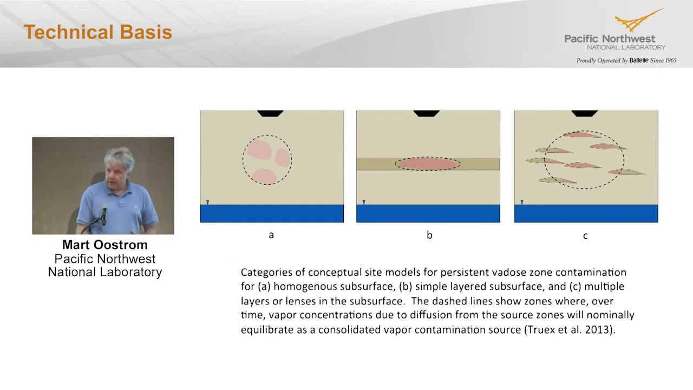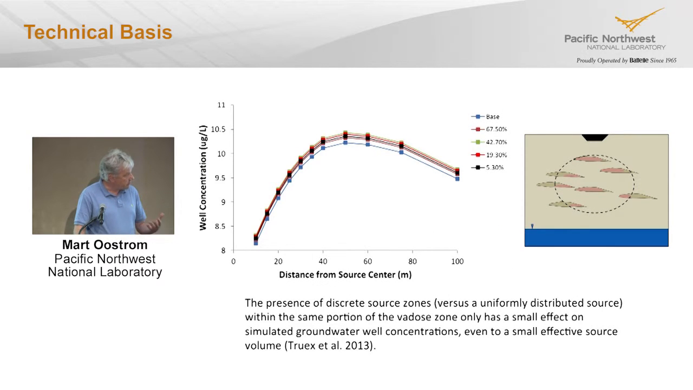Like Mike already indicated, we're dealing with many different types of sources. You can have a relatively homogeneous system with multiple NAPL residual zones. We can have a low permeability layer with a larger zone in there, or we can have multiple smaller sources clustered inside the vadose zone.